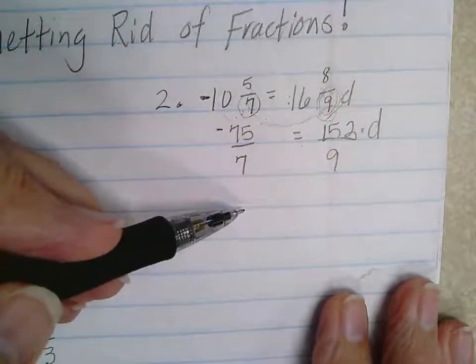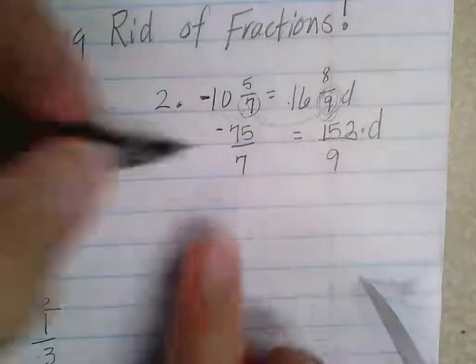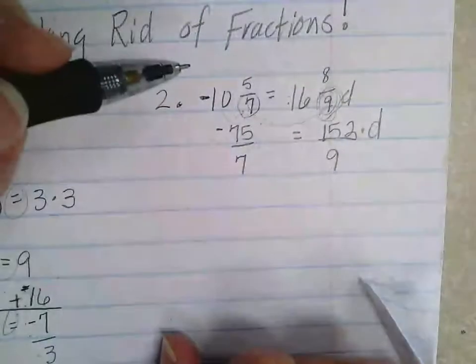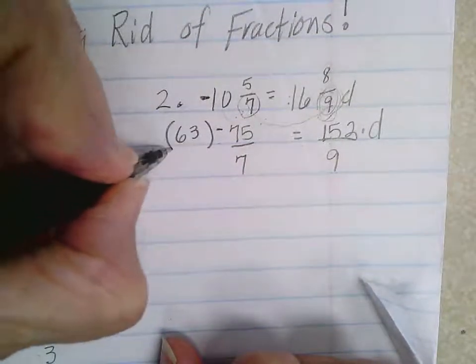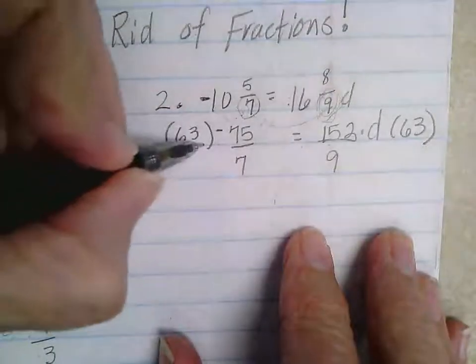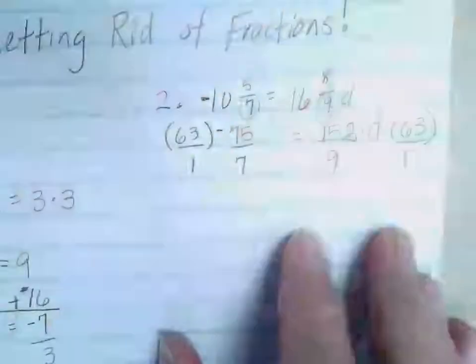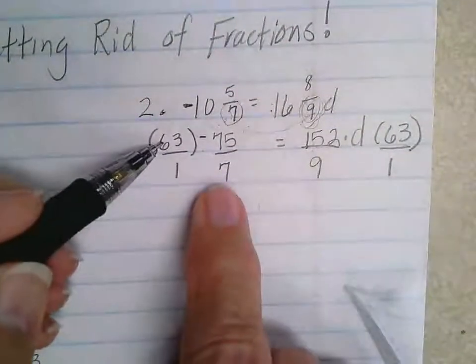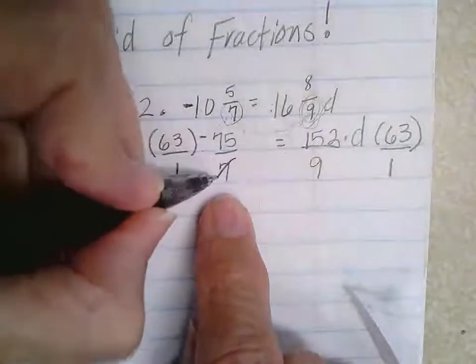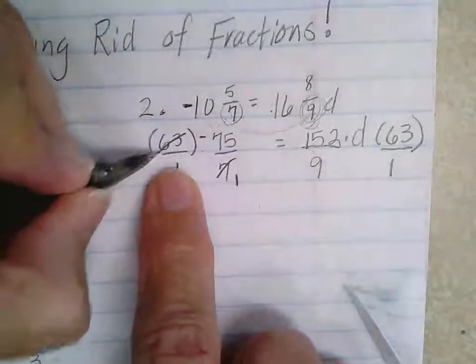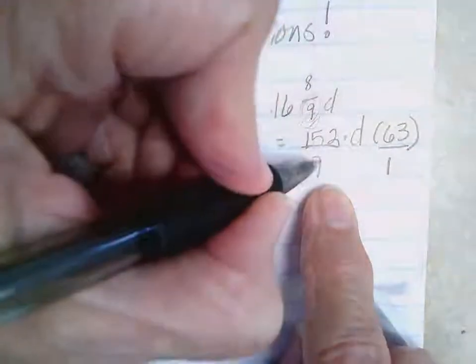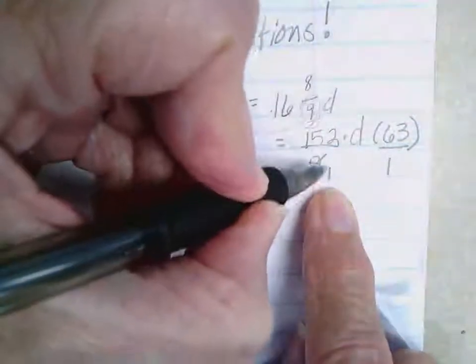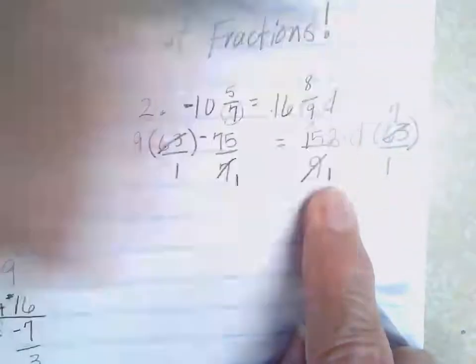So now what I'm going to do is multiply each of these terms by that least common denominator. So I'm going to multiply this by 63, and I'm going to multiply this by 63 over 1. Now when I look over here, I see that I can cancel. 7 divided by 7 is 1. 63 divided by 7 is 9. Over here, I can cross cancel. 9 divided by 9 is 1. 63 divided by 9 is 7.